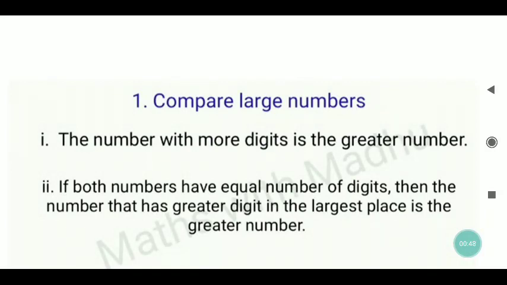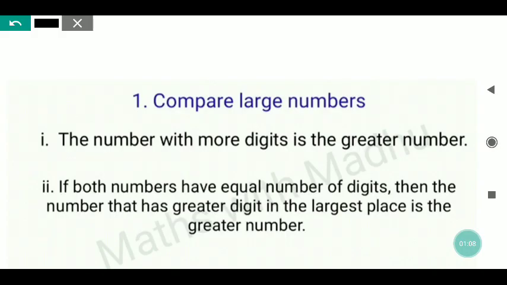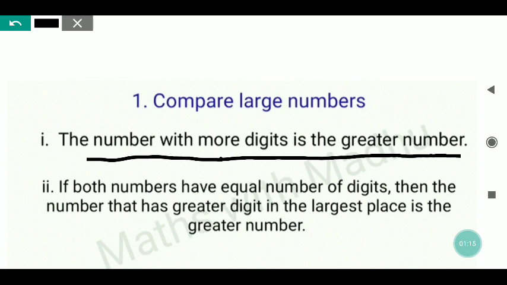So students, as you are seeing, we used to do the comparison between the large numbers. How we used to do the comparison between the large numbers? There are 2 points, students, which we have to keep in our mind while doing the comparison between the large numbers. So what are those 2 points, my dear? Just see. Points are like this: the number with more digits is the greater number. This one is very easy. Suppose, my dear, what does this mean?